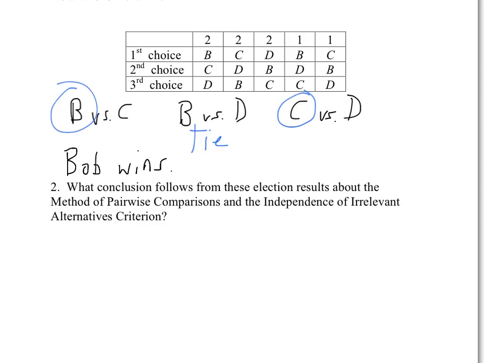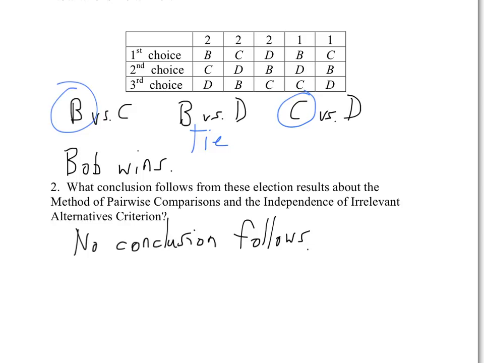Okay, so Anne won the first election, was subsequently disqualified, and now Bob is declared the winner. We ask, what conclusion follows from these results about the method of pairwise comparisons that changed the winner from Anne to Bob, and the independence of irrelevant alternatives criterion? Well, nothing follows. No conclusion follows because the IIA criterion does not apply in this situation. The eliminated candidate was the original winner.